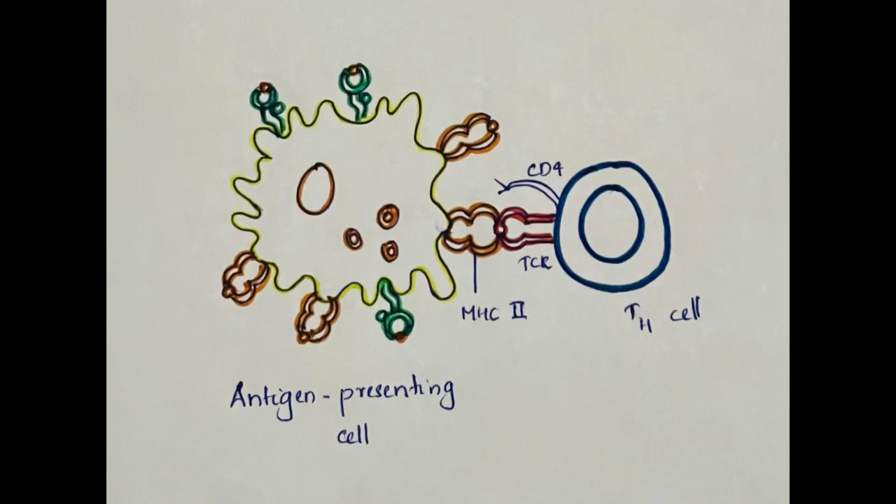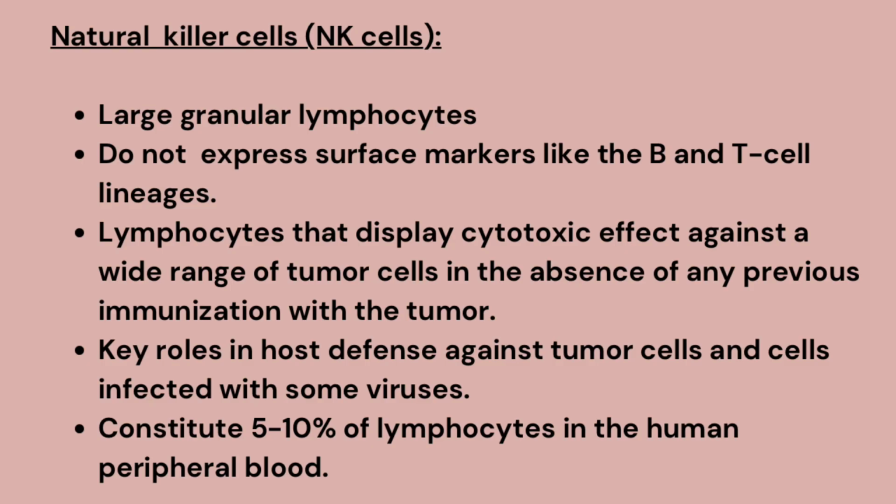Okay. And this is antigen presenting cell. Okay, antigen presenting cell such as macrophage. So they are having class 1 MHC molecule and class 2 MHC molecule on its surface. And the antigen is bound to MHC2 molecule and it is presented to T helper cell. And T helper cell will recognize this antigen MHC2 complex.